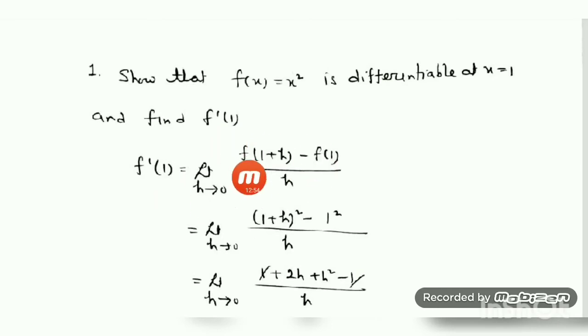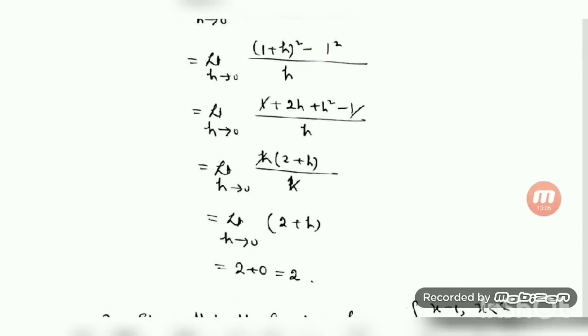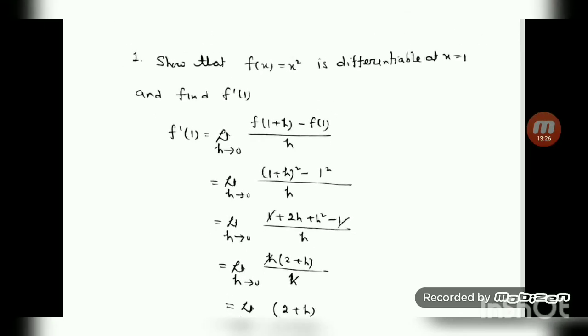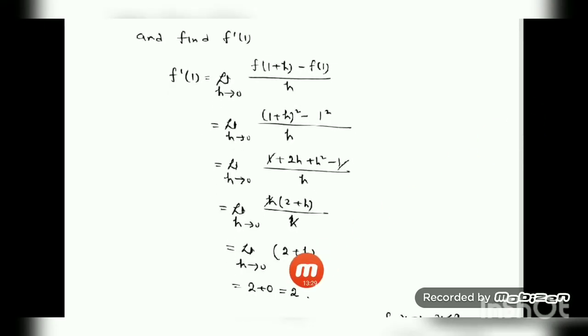So let us use the value of the function. f(x) is defined by x squared, so f of 1 plus h will be 1 plus h whole square, and f of 1 is equal to 1 square. After substituting, let us do the calculation. 1 plus h whole square can be written using the a plus b whole square formula as 1 plus 2 into 1 into h plus h square, minus 1. This cancels out. h is common, so 2 plus h by h. h will cancel out, and what is left? Limit h tends to 0, 2 plus h. Substituting 0, we get 2 plus 0 is equal to 2. So we have seen that the value of f dash 1 is equal to 2.